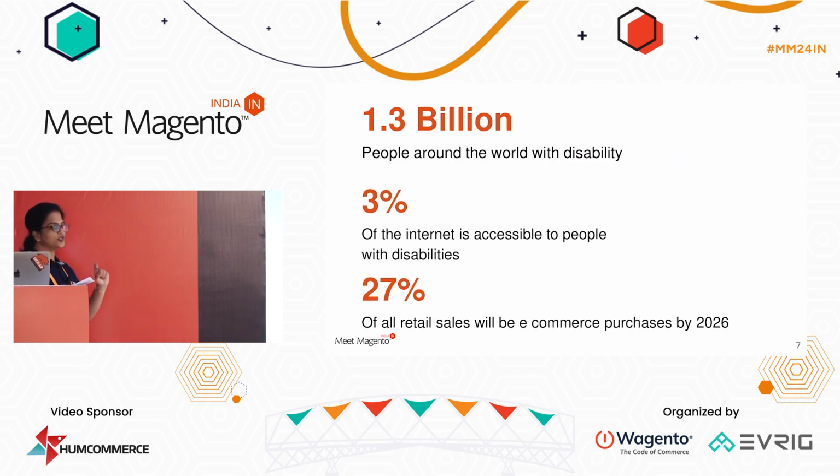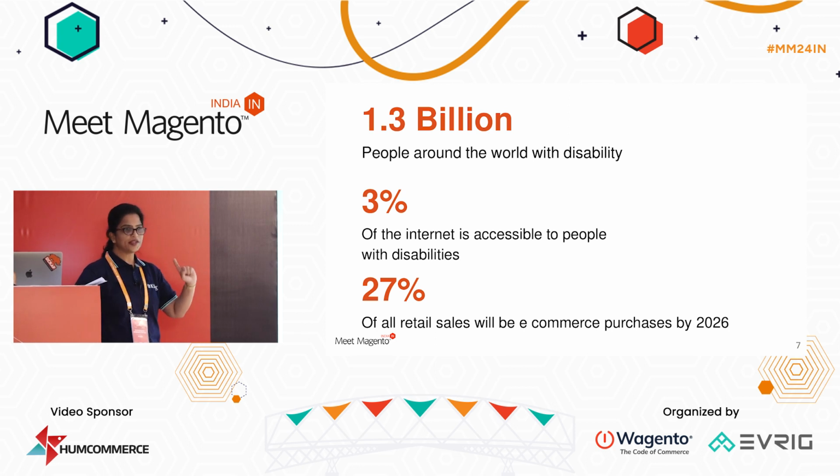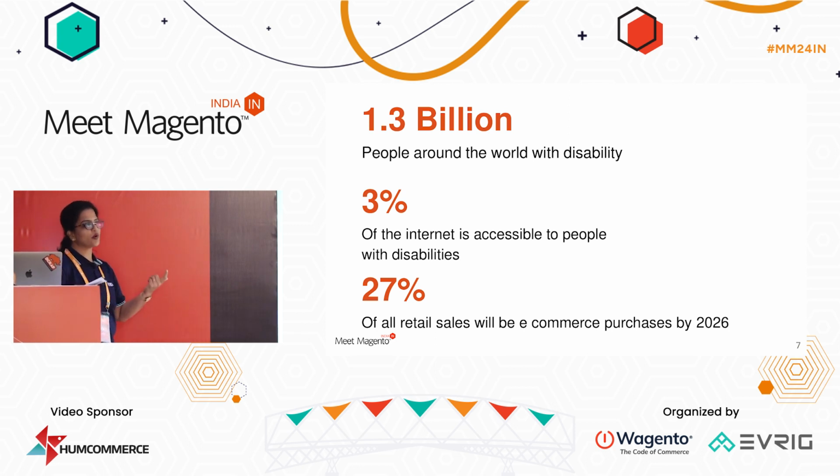And in total, only 3% of the internet space, that is the digital space, is accessible to people without any issues. So people will come to your website and find a problem, and they will go to your competitors. So only 3% is accessed by everyone without any difficulties. And a survey by Morgan Stanley says that by 2026, the complete retail sales in digital space will be doubled, and it will go to 27%.